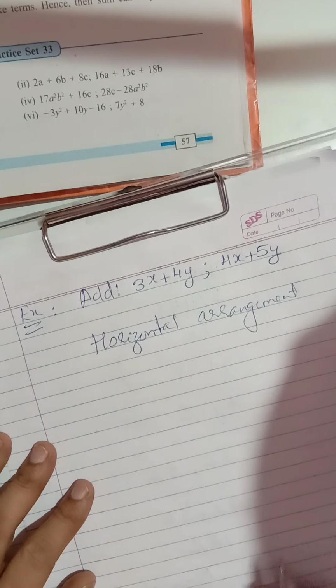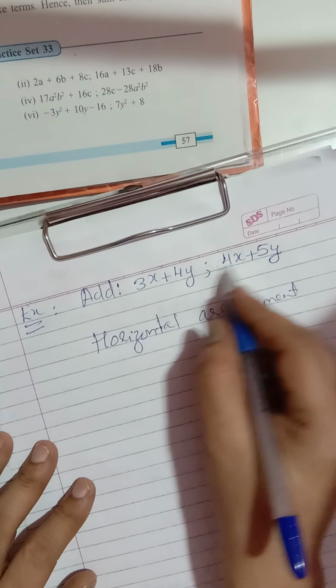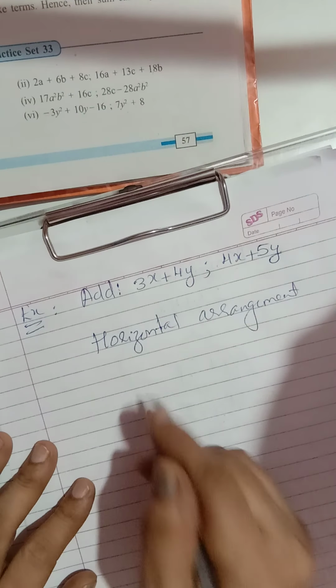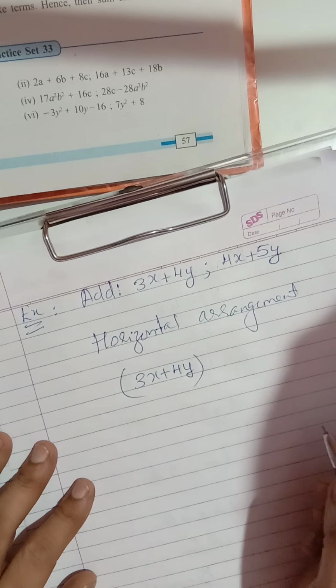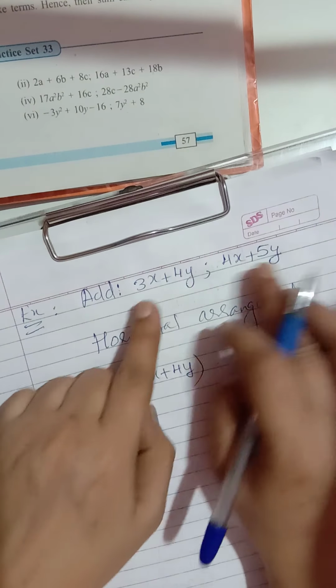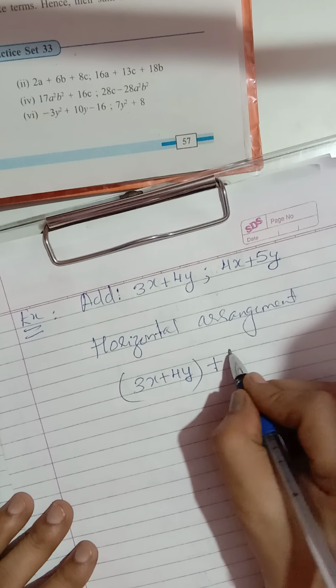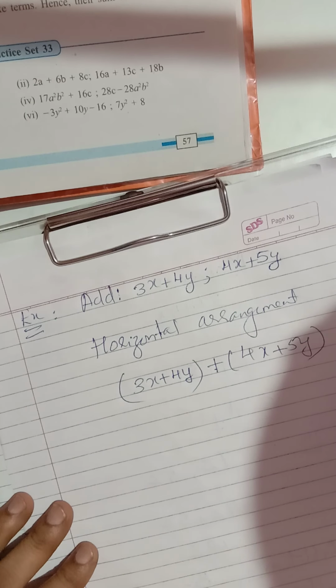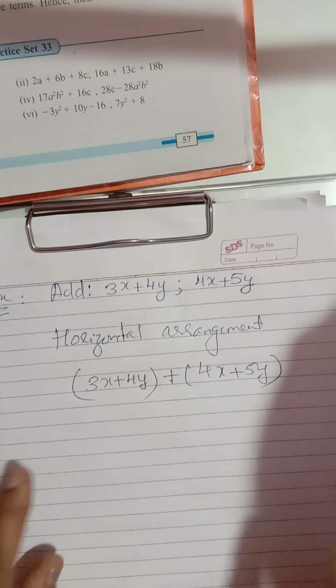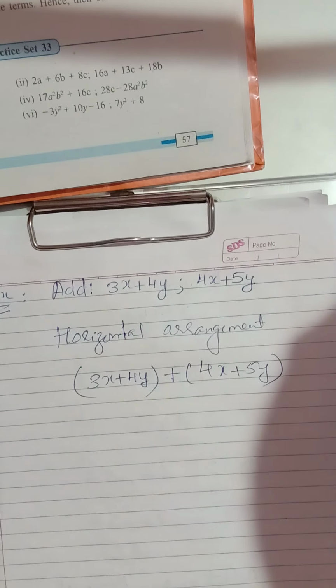Now in this horizontal arrangement, children, you write both the binomials horizontally. That means I will write 3x plus 4y in a bracket. Then we have to add, so we put a plus sign. Then the second binomial in a bracket, that is 4x plus 5y. This is my first step. Always remember to put an addition sign in between both the binomials.